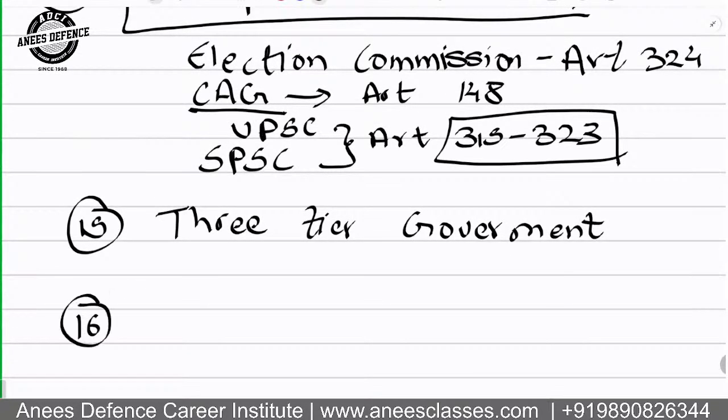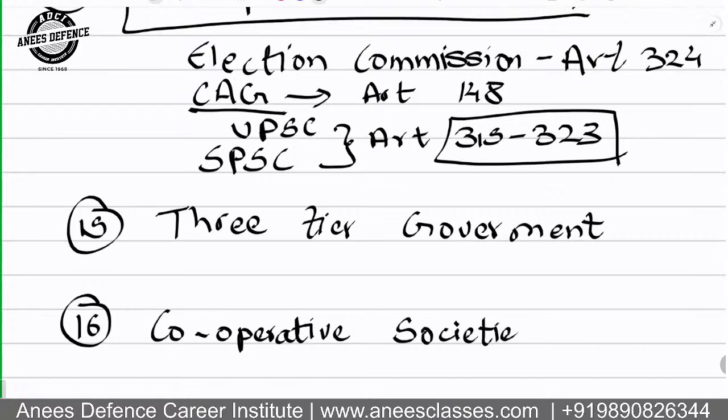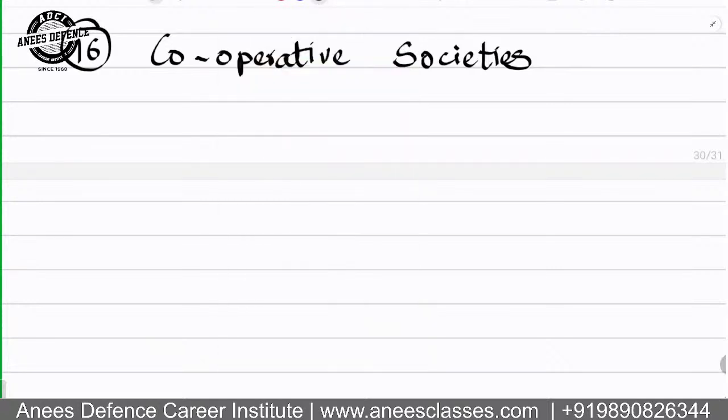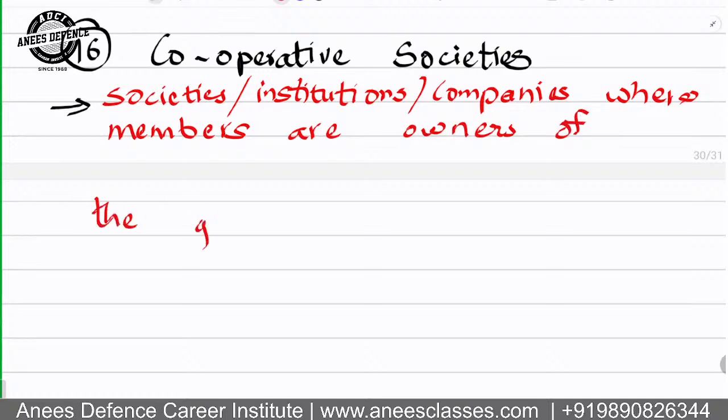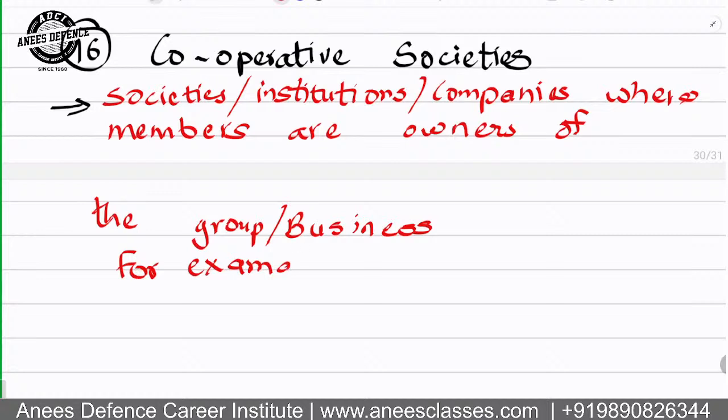Then cooperative societies. Cooperative societies means cooperative societies are societies or institutions or companies where members are owners of the group business. For example, can anyone tell me the example of cooperative societies in India? Amul and Kathraj in Maharashtra.